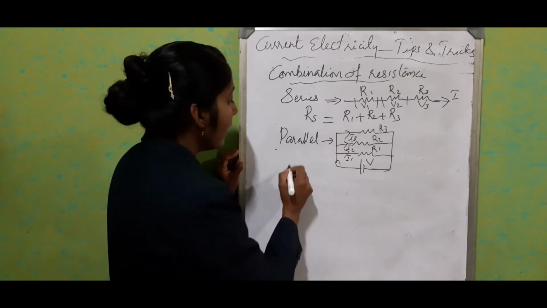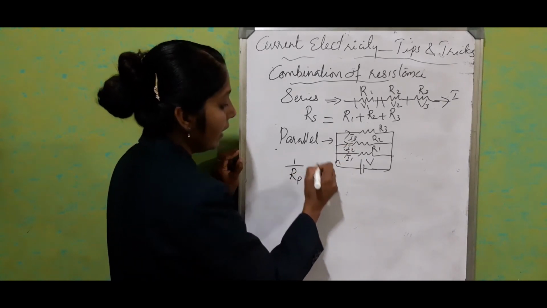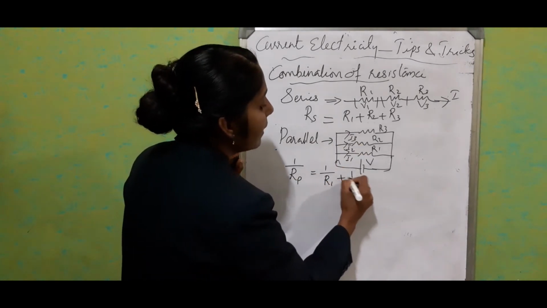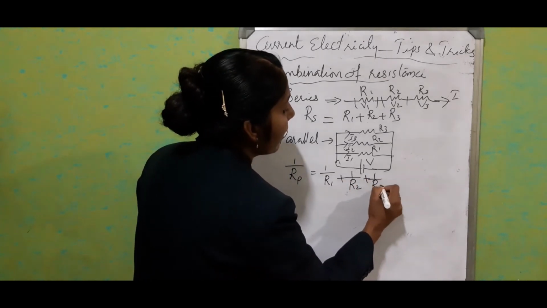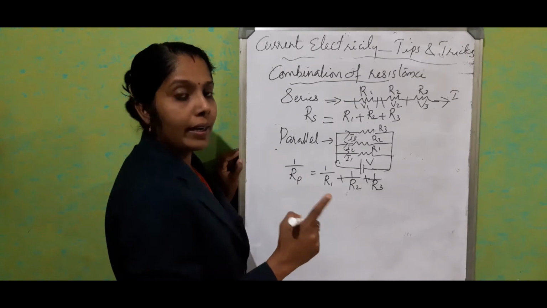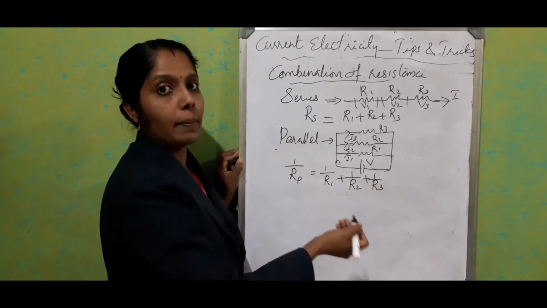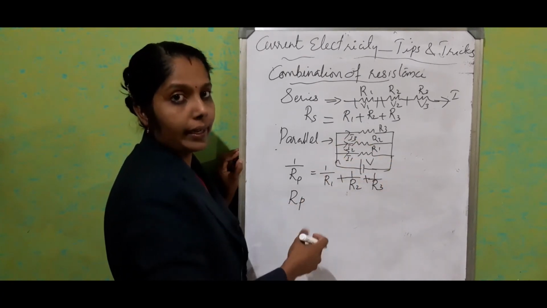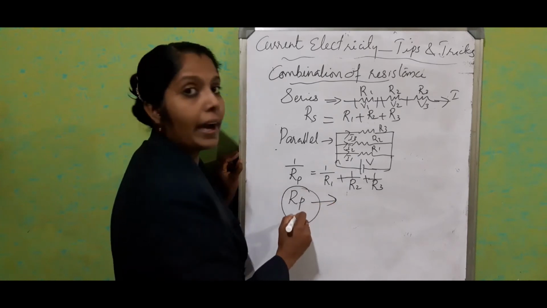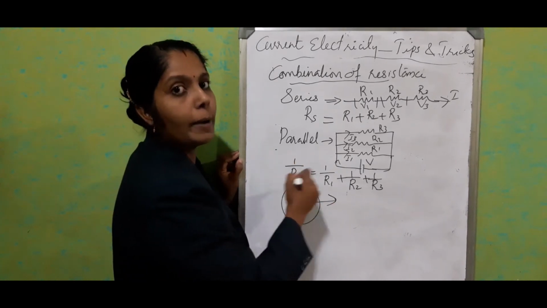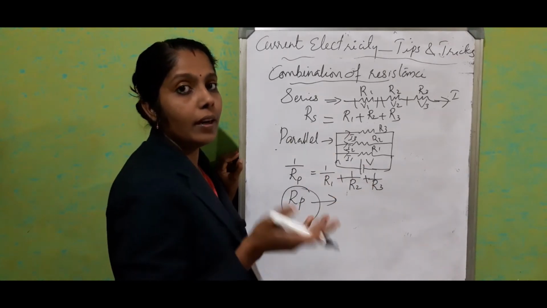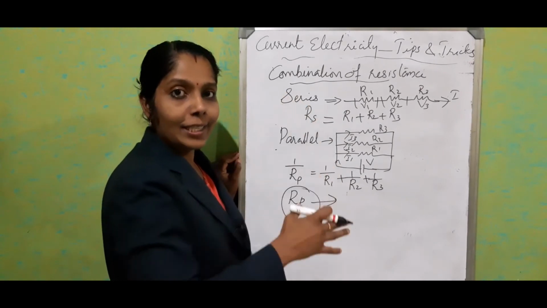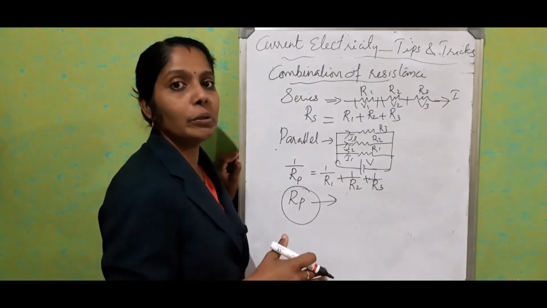How can we find it out? We are using the reciprocal form: 1 by Rp is equal to 1 by R1 plus 1 by R2 plus 1 by R3. Always keep in your mind that you are solving for 1 by Rp. Finally, you have to find the reciprocal of the value you get. Your purpose is to find Rp, not 1 by Rp. Solve 1 by Rp, then take the reciprocal of the final value. Before converting into decimal form, take the reciprocal, then solve it. It will be easy for you.